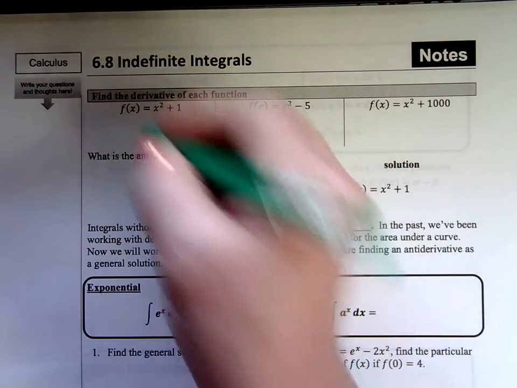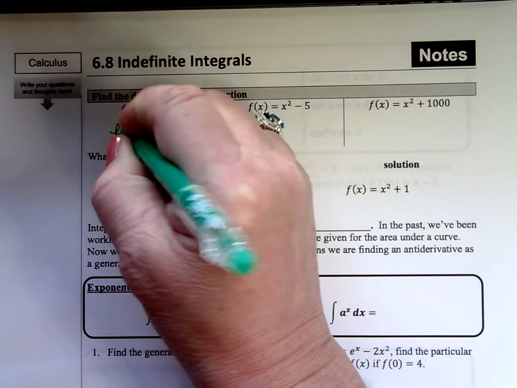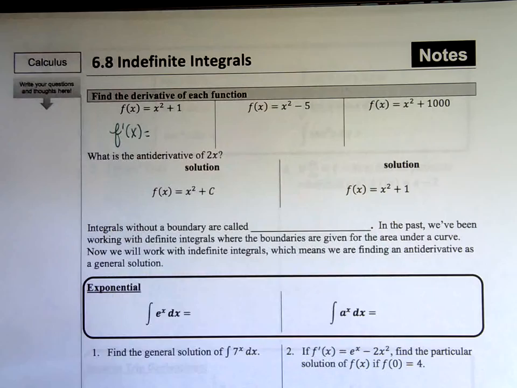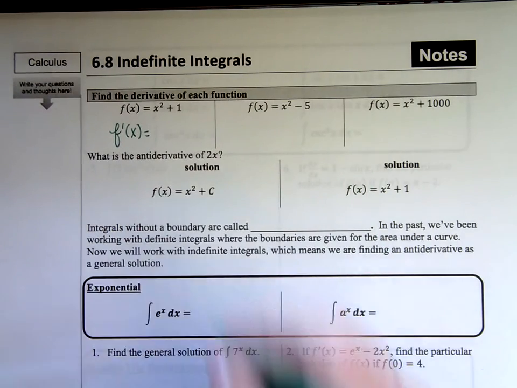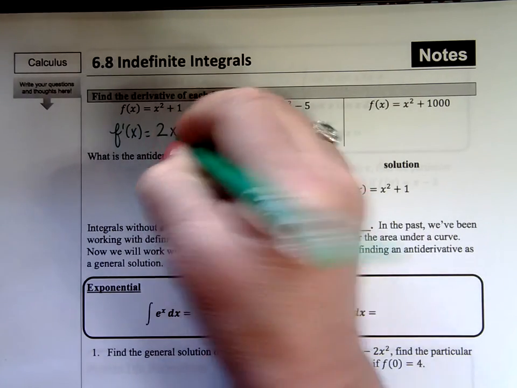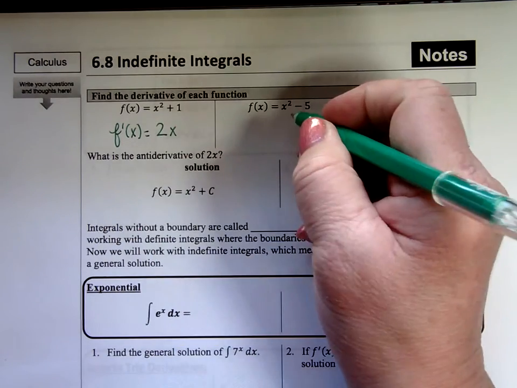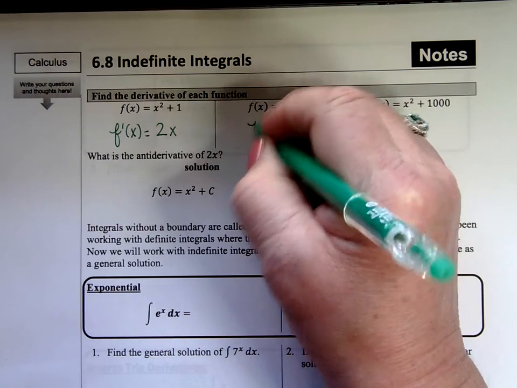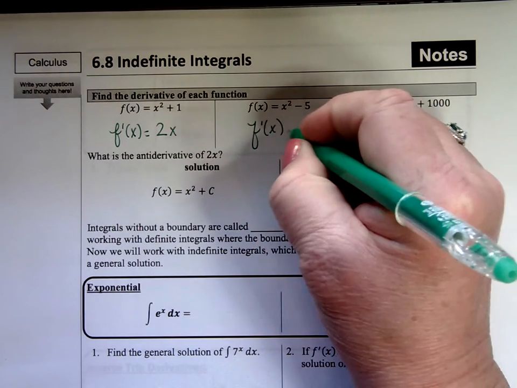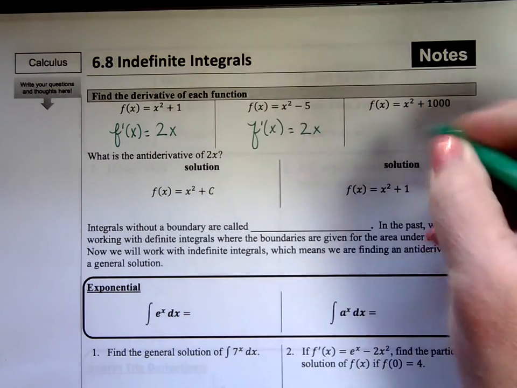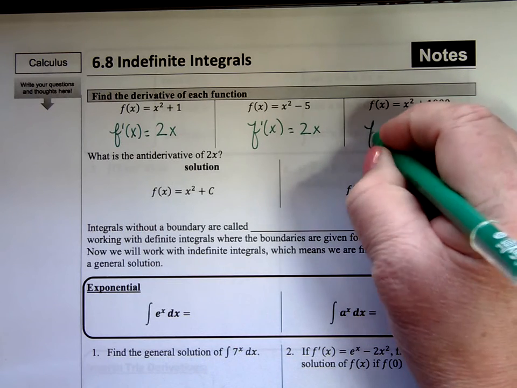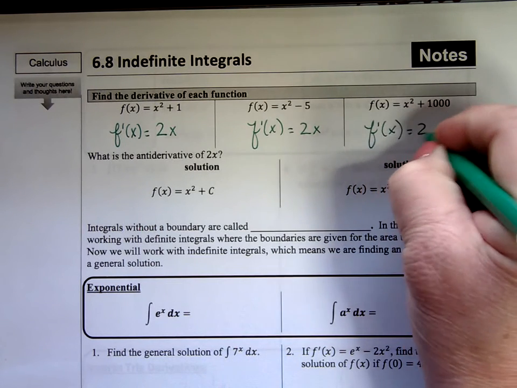So find the derivative of each of these. All right, we can find derivatives. Check me out, power rule. Power comes down in front, take it to 1 less power. Power comes down in front, take it to 1 less power. Power comes down in front, take it to 1 less power.